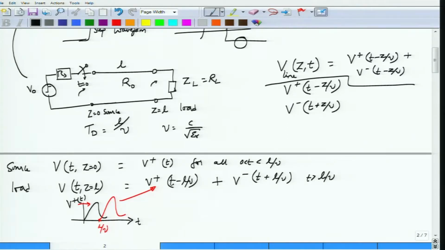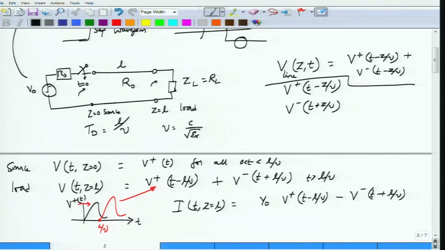So the load voltage is V plus of t minus L by V plus V minus of t plus L by V. What would be the current total at the load? Current will be I of t at Z equal to L given by Y0, which is the admittance of the transmission line, 1 by R0, times V plus of t minus L by V minus V minus of t plus L by V, right. So we will also write down this one in a slightly different way.